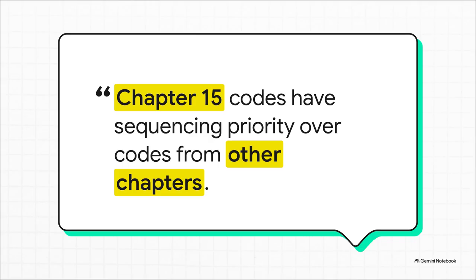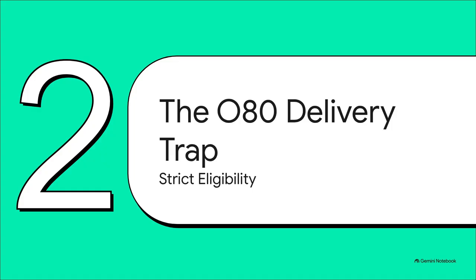And this brilliantly illustrates the CMS guideline acting as our defusal code. It explicitly states that Chapter 15 codes have sequencing priority over codes from other chapters. Essentially, Category O codes always override non-OB codes whenever a condition complicates a pregnancy. Unless the provider explicitly documents that a condition is completely incidental to the pregnancy, that O code takes slot number 1, period. Let's move along to our next challenge.